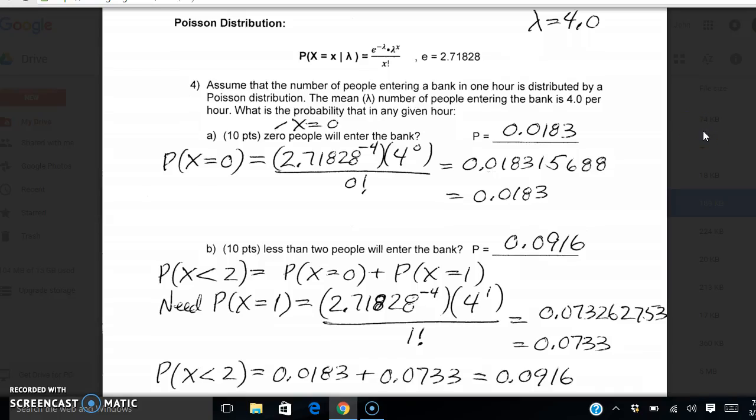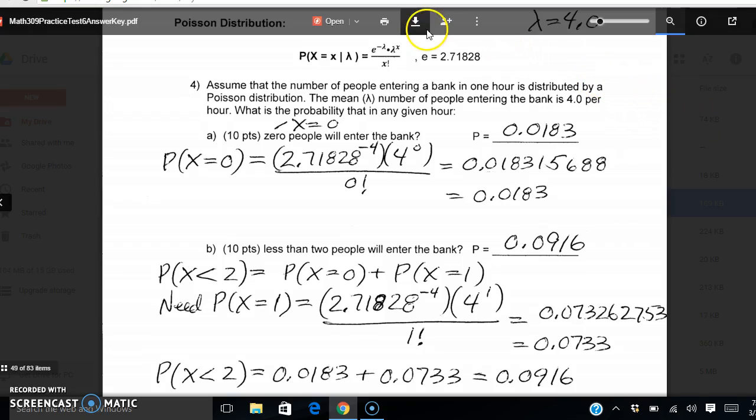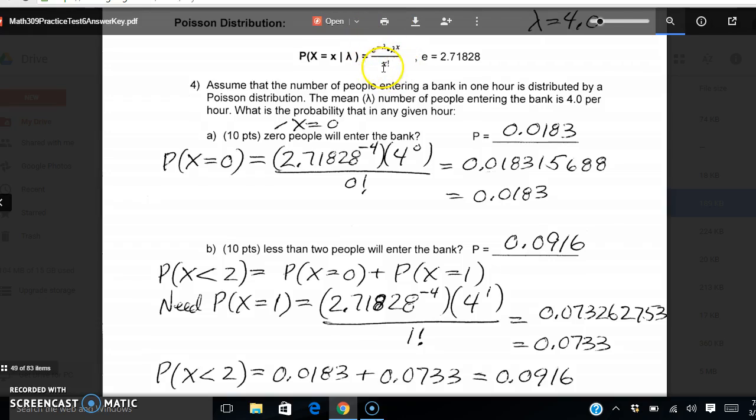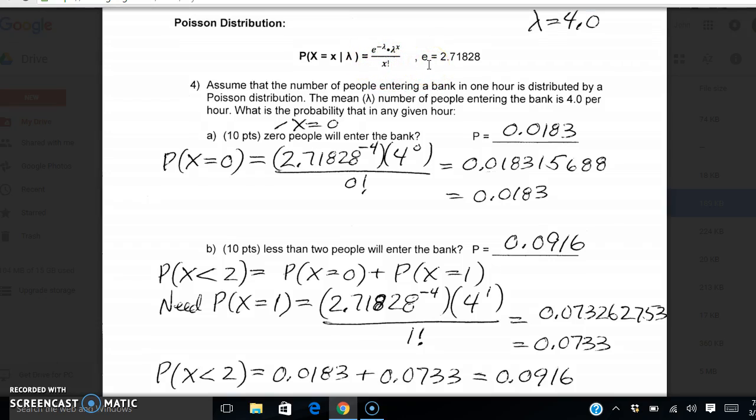This is problem number 4 in practice test number 6, and we are using the Poisson distribution again, and we have a practical application of that distribution. Your interest will be to calculate the value of the probability, which is the right hand side of this equation. We have the constant e, which is 2.71828 given here. And so then what we need is the lambda and the x in order to calculate this probability.